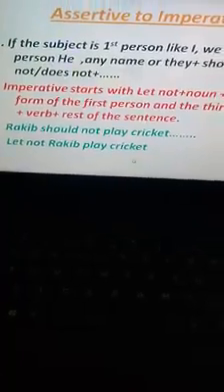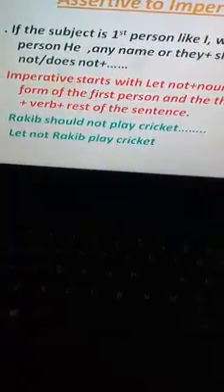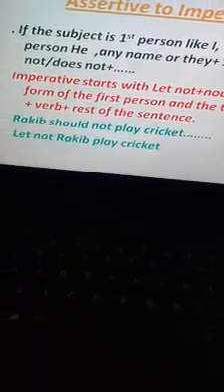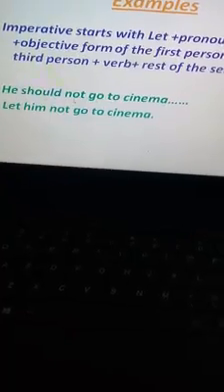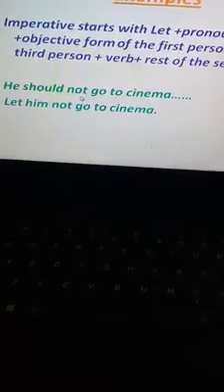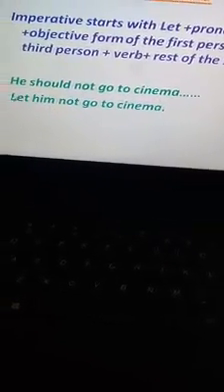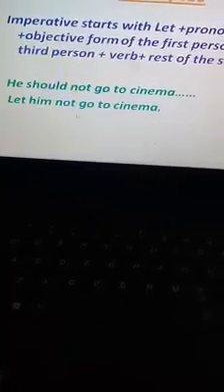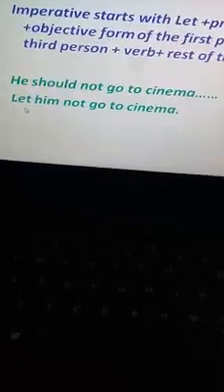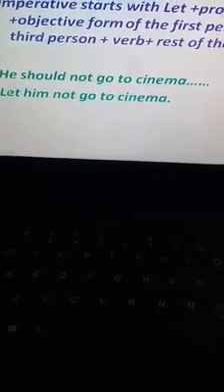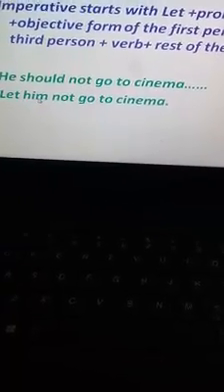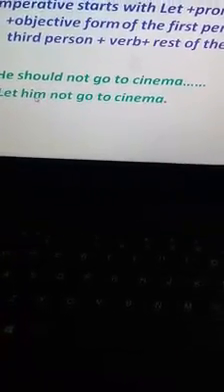But when you find that the subject is in the third person, then you should write not after the subject. For example, he should not go to cinema. So in the imperative sentence, I have written let him not go to cinema. Look at the example very carefully. I have used not after the subject. If there is a noun here, I have to use not before the subject. But him is a pronoun. That is why I have used not after him.